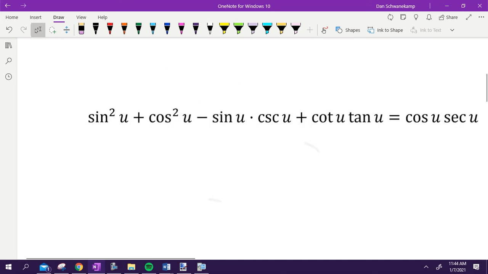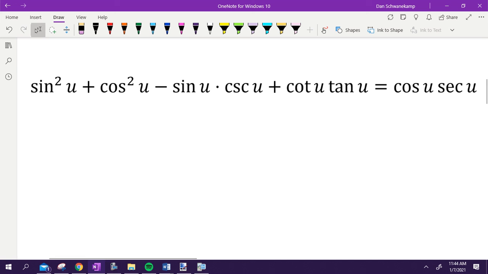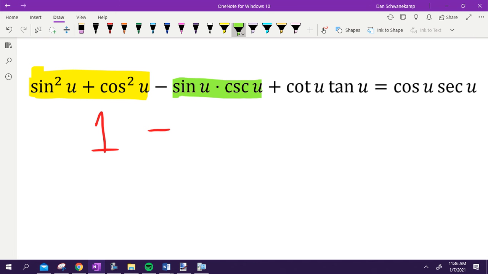Flip with your neighbor, other person. You are now writing. A little bit longer this time. See what you can do. We look at this guy. First thing I notice, sine squared plus cosine squared. What is sine squared plus cosine squared going to get me? 1. That's a Pythagorean identity. And then it's minus sine u, cosecant u. How are those two things related? So they're going to cancel, get you 1.